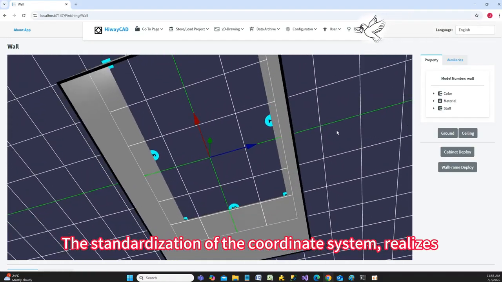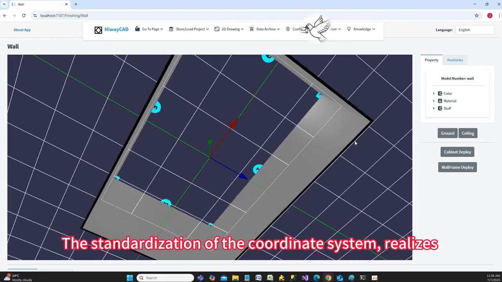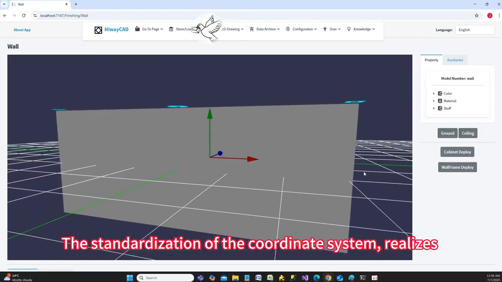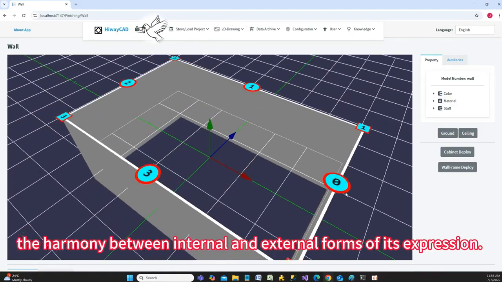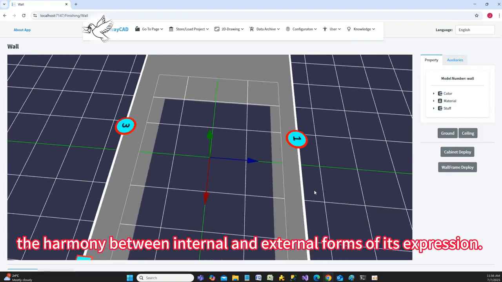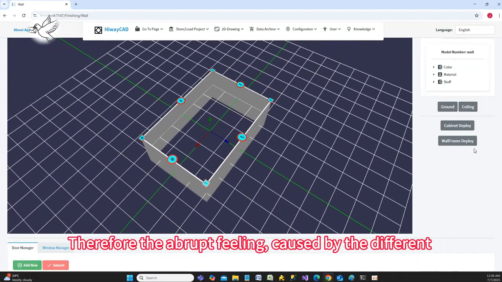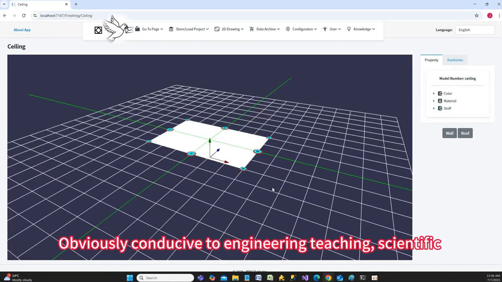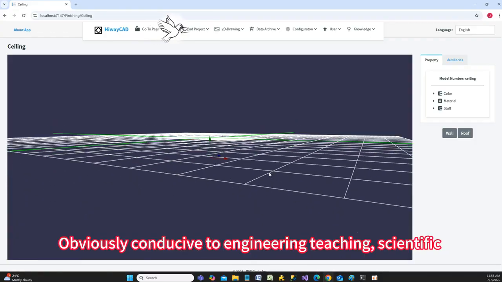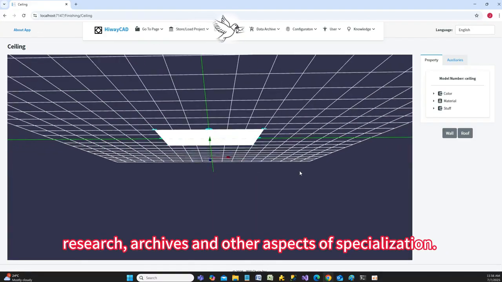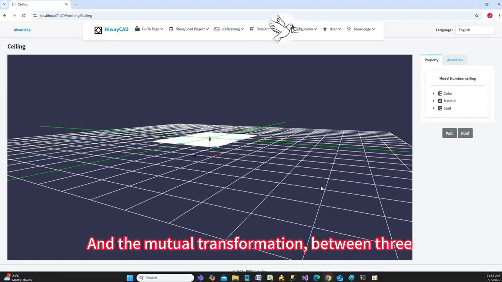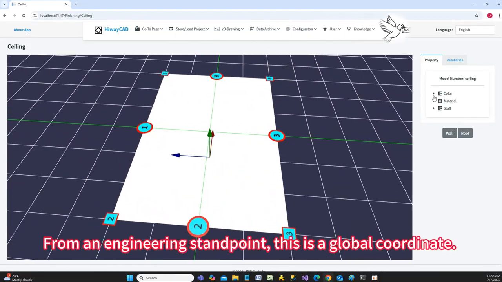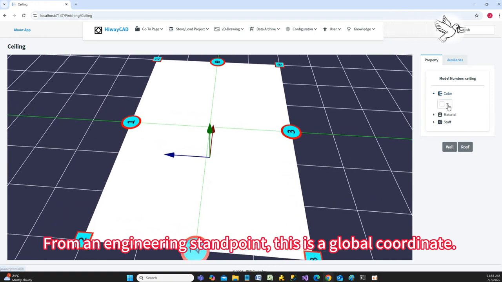The standardization of the coordinate system realizes the harmony between internal and external forms of its expression. Therefore, the abrupt feeling caused by the different styles of the coordinate system is avoided. It is obviously conducive to engineering, teaching, scientific research, archives, and other aspects of specialization, and the mutual transformation between three-dimensional and two-dimensional systems. From an engineering standpoint, this is a global coordinate.